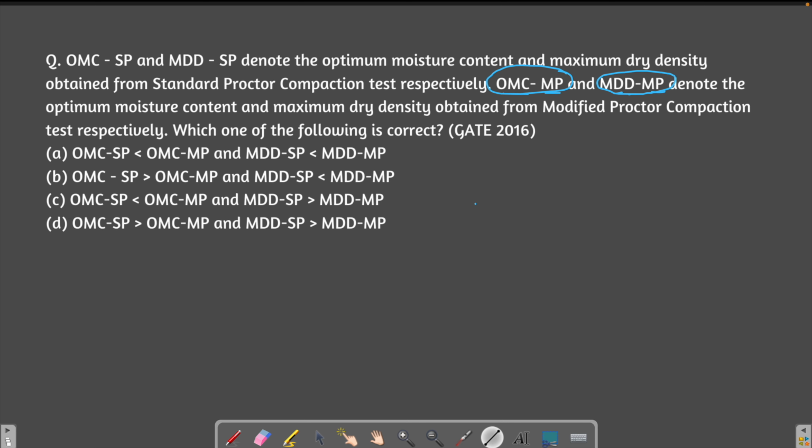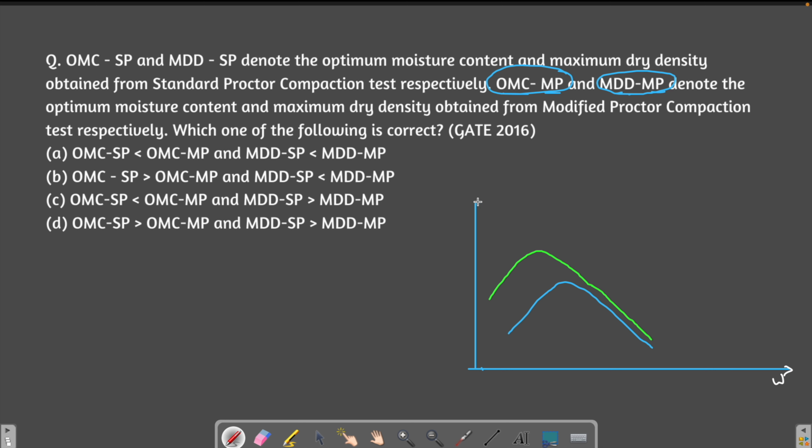So I'll just draw the diagram. They have asked you the same question in three different ways. This is the third time they are asking you the same question, so this is very important. This is the graph for the standard Proctor test, and for the modified Proctor test, we are increasing the compactive effort. So the graph will be something like this, right? You just have to remember this graph. This graph is very important. This is moisture content W, this is gamma D, dry density.